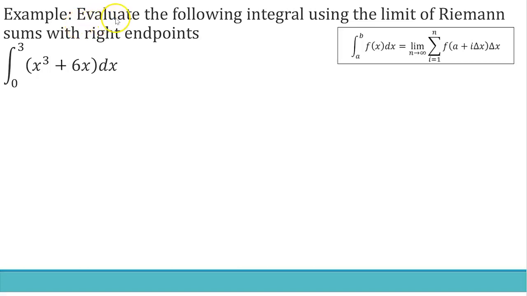In this example, we want to evaluate the following integral using the limit of Riemann sums with right endpoints. So here, we're interested in what's the exact area under the curve x cubed plus 6x evaluated from 0 to 3. That's what we want to find. And to do that, we're going to do the limit of a Riemann sum specifically with right endpoints.